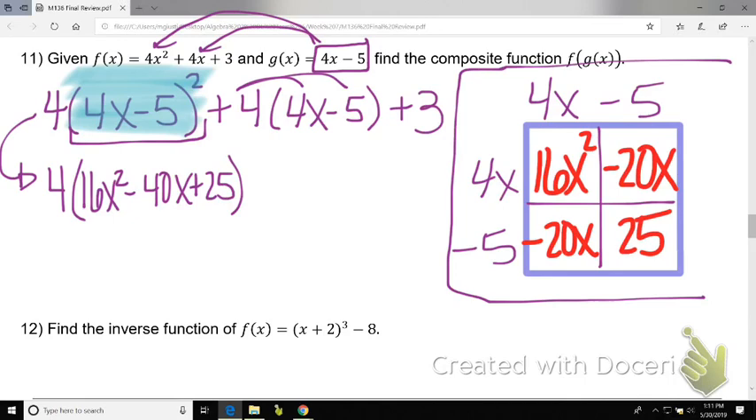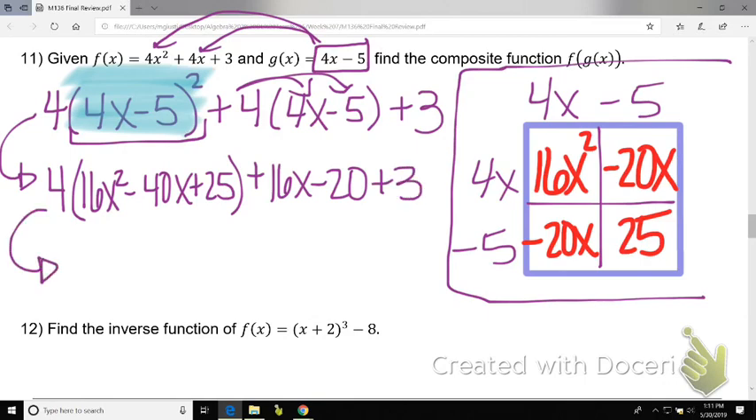And then everything else is going to come down, right? I could go ahead and distribute these. What's 4 times 4x? 16x. What's 4 times negative 5? Negative 20. And then you still have the plus 3. So I simplified what I had highlighted, right? That's how I got this. And then I also distributed here to get this 16x minus 20.